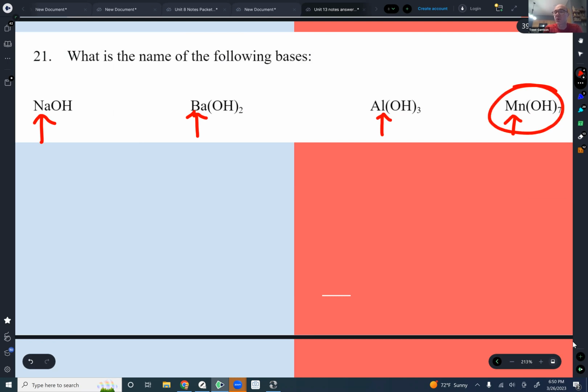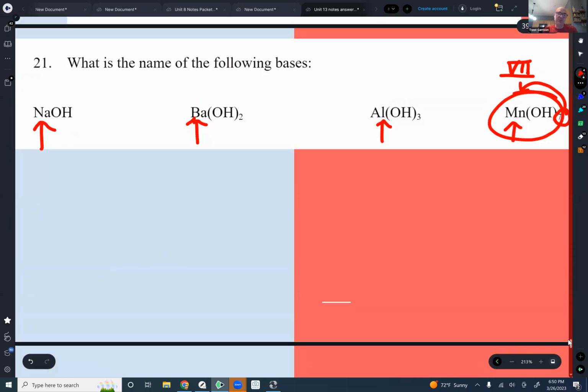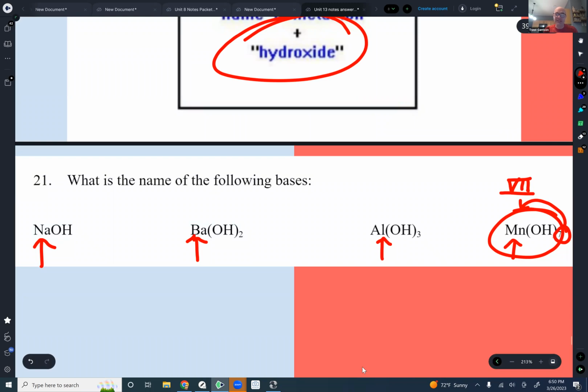Now this is a tricky one because manganese is a transition metal. And we must use the number with this one. So this calls to mind some old skills. So the name of this base is actually manganese 7 hydroxide. And that's good enough for what we need to know about acids and bases and how to name them.